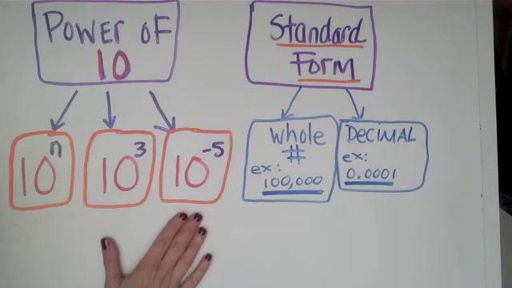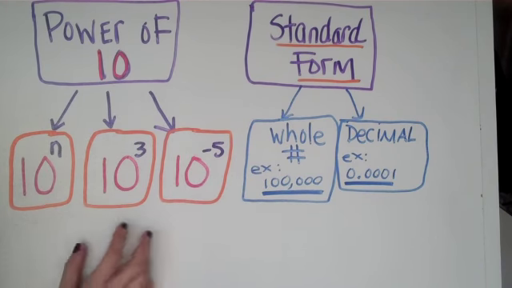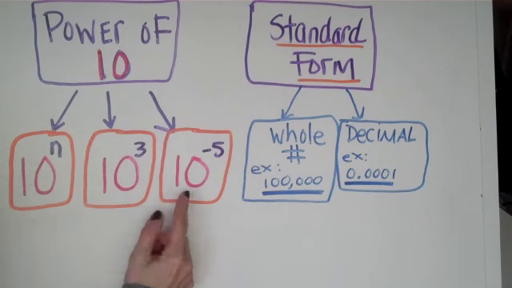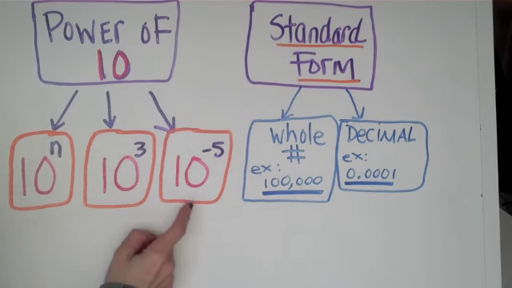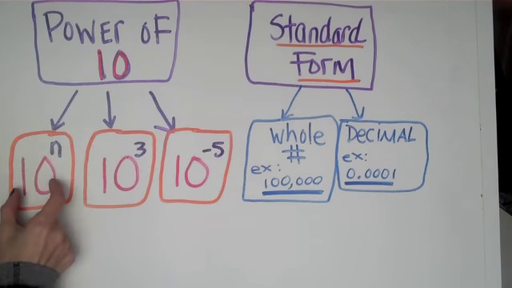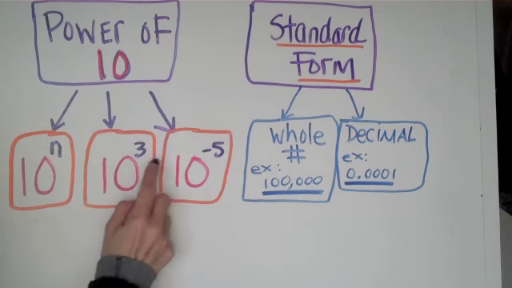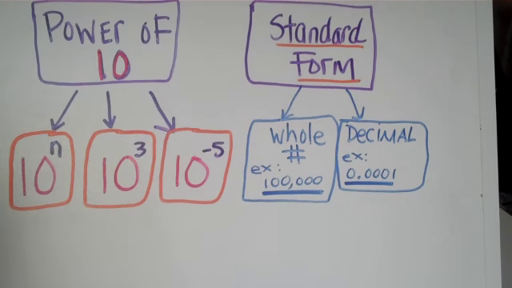So it could have a positive or a negative exponent, and the base, meaning the big number, is always a 10. So that's what a power of 10 equals. It's the base plus an exponent. Together they're a power, and the exponent can be positive or negative.